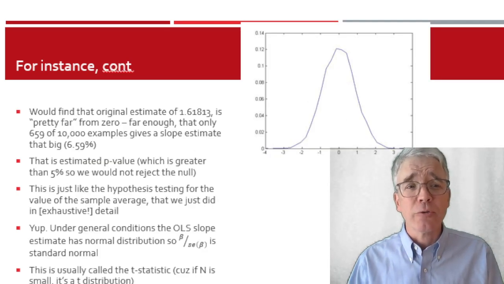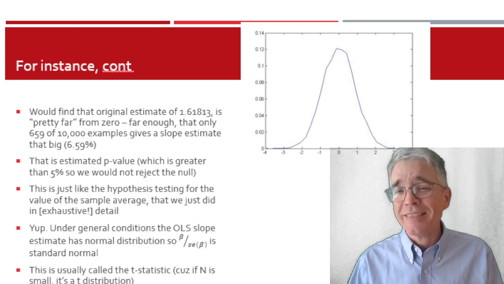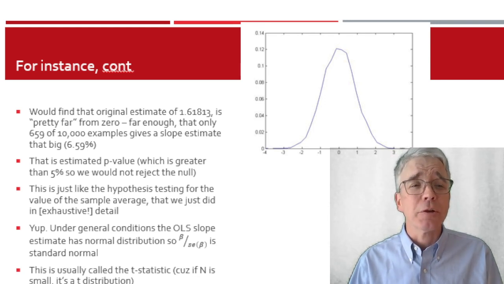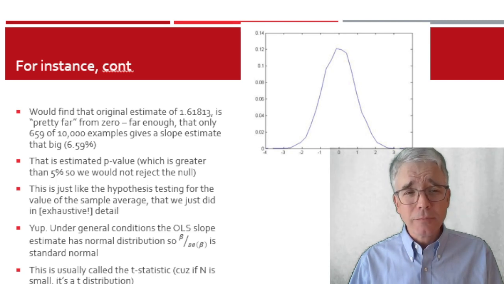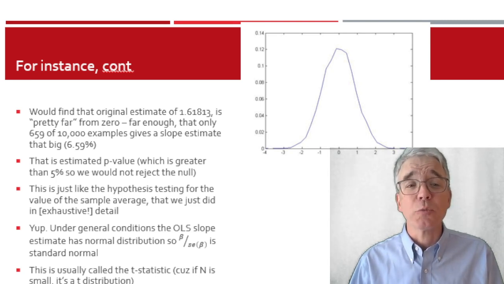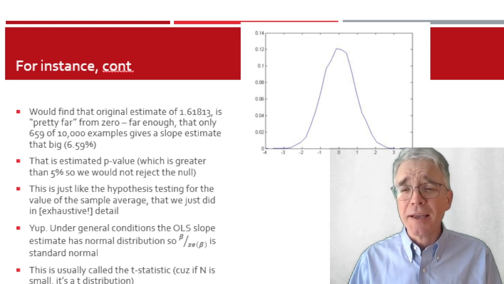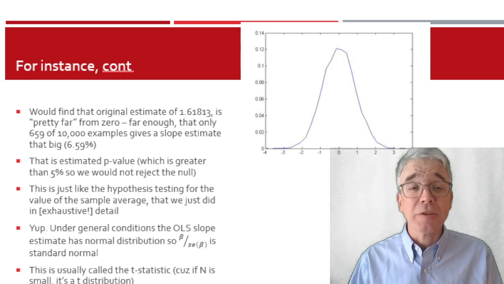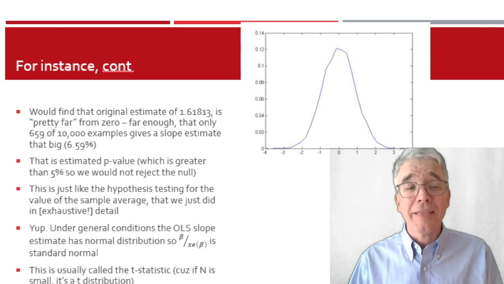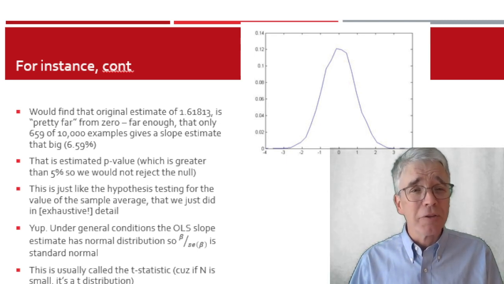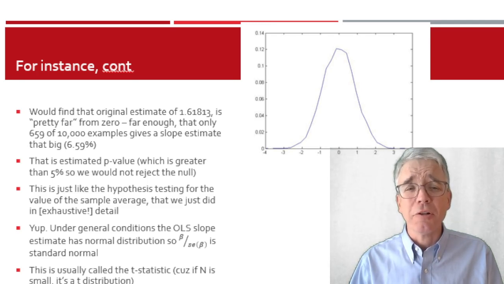The histogram there shows the estimated values of beta 1 from 10,000 simulations. We see the most common result is near 0. A tiny fraction of the 10,000 give values as low as -3 or as high as +3. I can see my original estimate of 1.61813 is a bit of a distance away from 0. Only 659 out of 10,000 gave a slope estimate that was that big or even bigger. That'd be a p-value of 6.59%, which is not less than 5%. We would not reject the null hypothesis at a 5% level of significance.